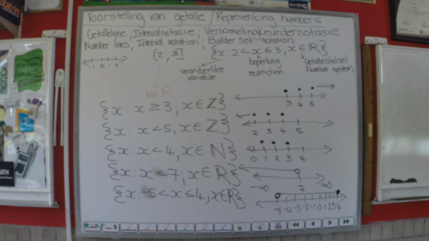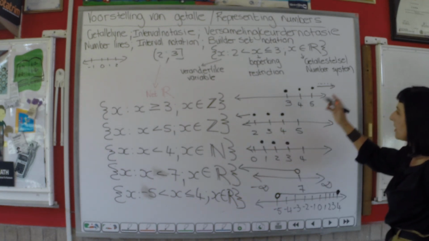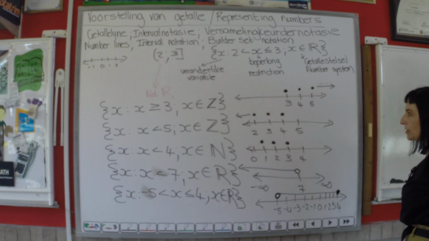And this is now our builder set notation, the way we write it, and now again drawing pictures on number line.